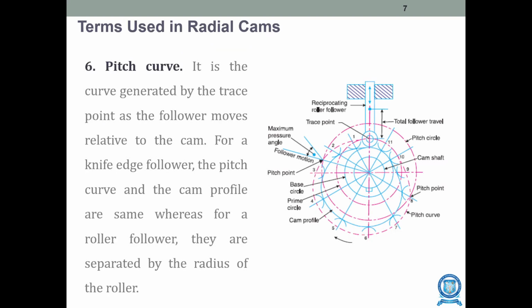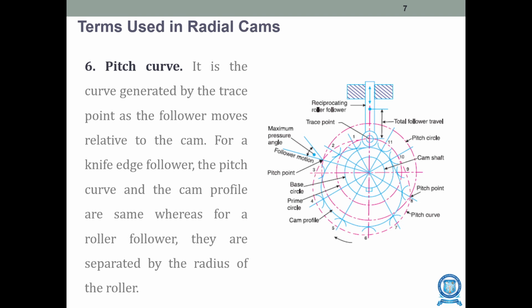Next one is your pitch curve. What is meant by pitch curve? It is the curve generated by the trace point. Can you see this? This is your trace point. As the follower moves relative to the cam, a curve is generated. For a knife edge follower, the pitch curve and the cam profile are the same. Why? In the knife edge you will have a single point of contact, so the pitch curve and the cam profile will be the same.